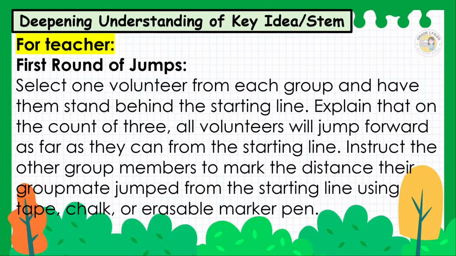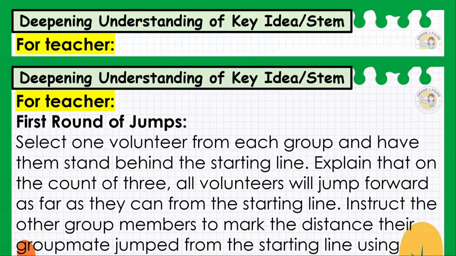First round of jumps. Select one volunteer from each group and have them stand behind the starting line. Explain that on the count of 3, all volunteers will jump forward as far as they can from the starting line. Instruct the other group members to mark the distance their group mate jumped from the starting line using tape, chalk, or erasable marker pen.